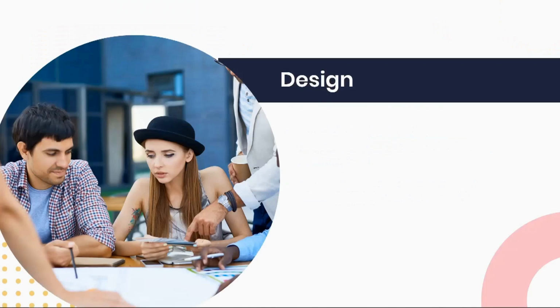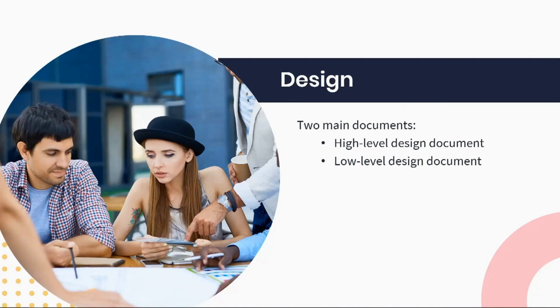After completing the feasibility study and determining that it is sensible to go on with a project, the next step would be the design phase. This phase comprises two main documents, namely the high-level design document and the low-level design document. Now, this is where you'll come up with pseudocode and flowcharts that pretty much lay out your solution in a logical manner.